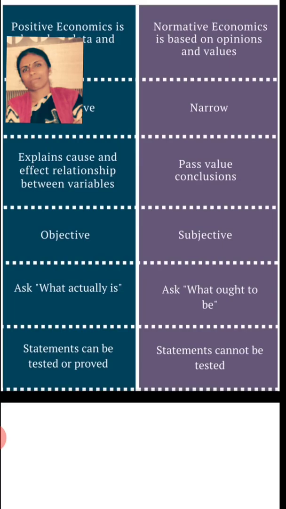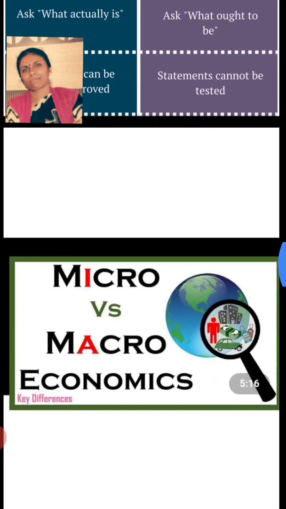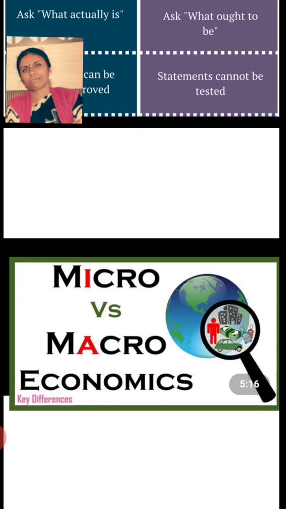Yes, the next very interesting topic is micro and macroeconomics. Dear students, these two terms, micro and macro, are derived from two Greek words, micros and macros. These two terms were first coined and used by a very great and well-known professor, Ragnar Frisch, the first Nobel laureate in economics, in the year 1920.